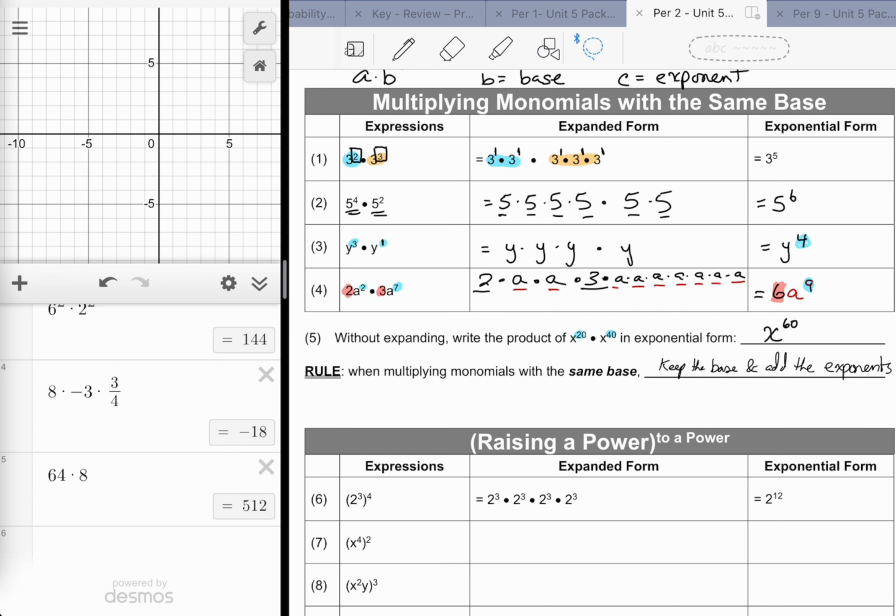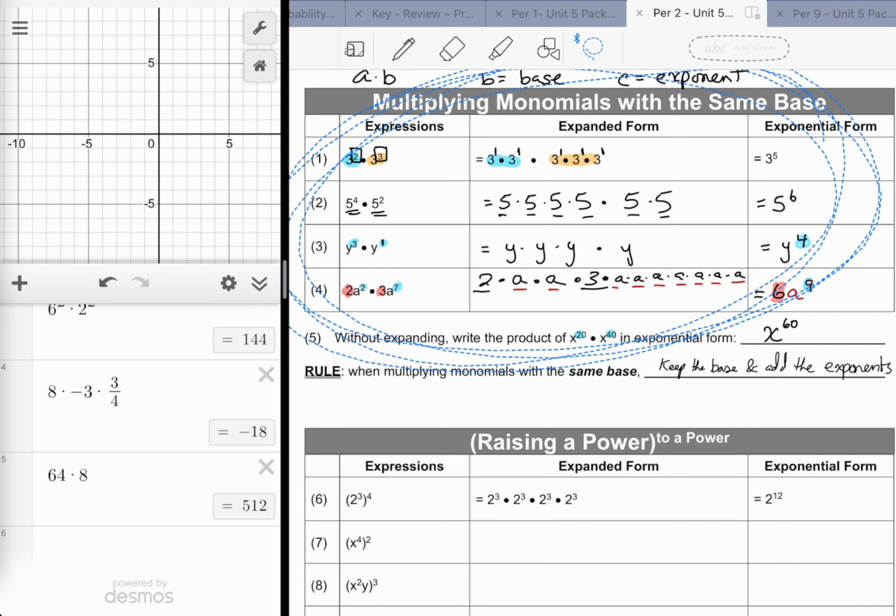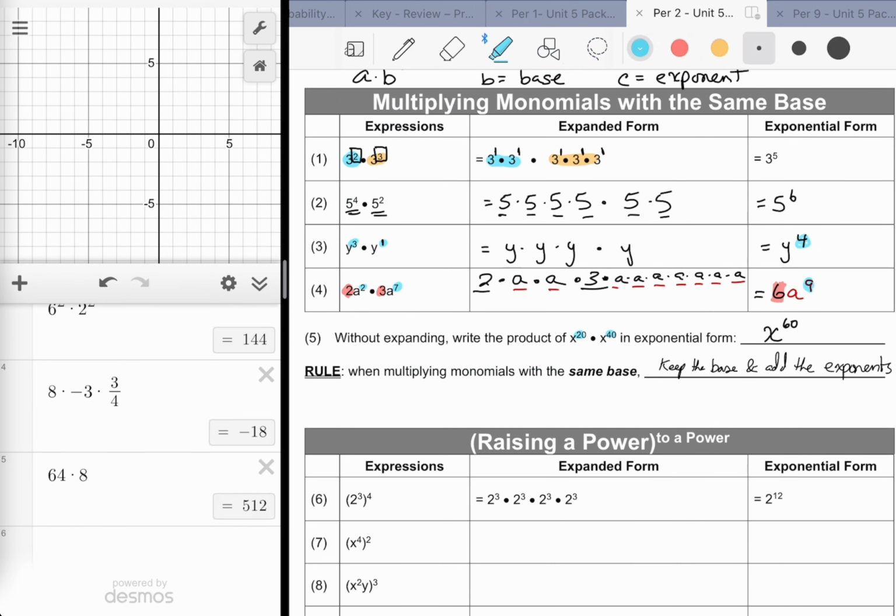Now, when you're raising a power to a power, it's a little bit different, but it's based off the same fundamental idea. So power to a power, like for example, 2 to the 3rd raised to the 4th, is just telling us to take the 2 to the 3rd, multiply it by itself a total of 4 times. So you get 2 to the 3rd times 2 to the 3rd times 2 to the 3rd times 2 to the 3rd, which brings us back to this rule, which is keep the base, add the exponents. So if I add all these exponents, 3 plus 3 plus 3 plus 3, that'll give me 12.